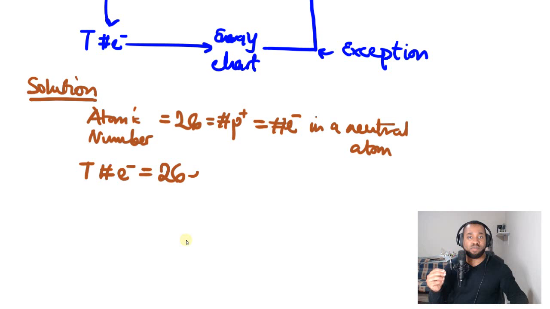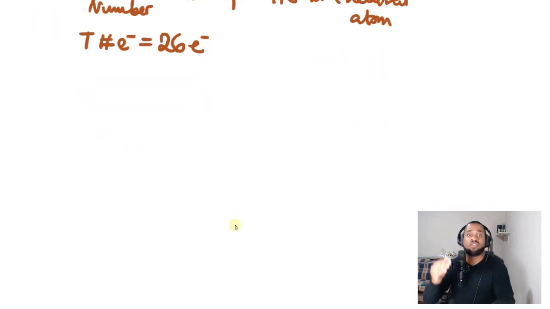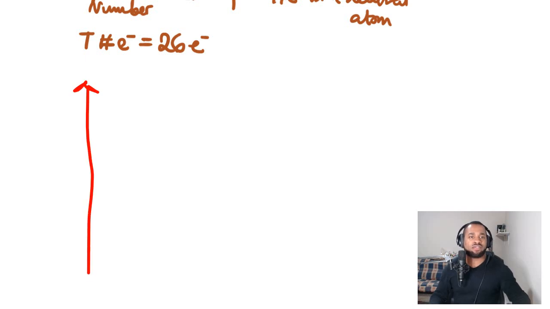So we're going to be playing with 26 electrons in our energy chart. On our energy chart here, we need to show the first three quantum numbers, and then we're going to consider the final quantum number, which is the spin.